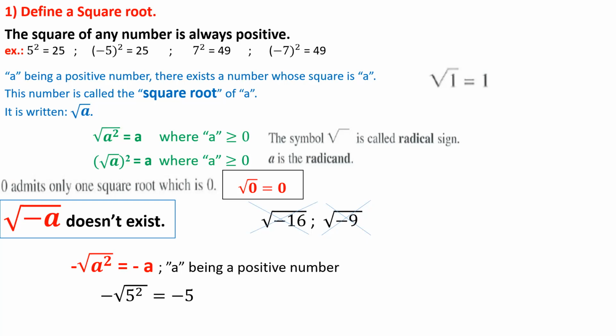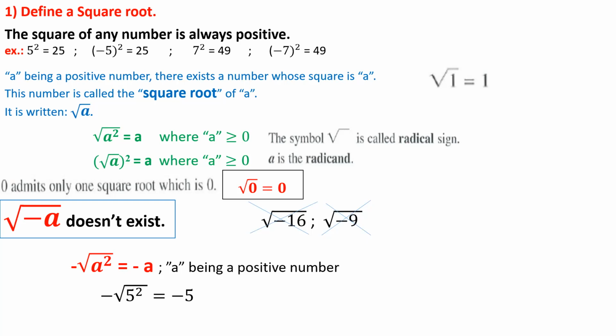The square of 5 equals 25. Negative 5, all of it squared, means negative 5 times negative 5, which is also 25. 7 squared is 7 times 7, equal to 49. Minus 7, all of it squared, is minus 7 times minus 7, which is equal to 49. So as you can see, whether the base is negative or positive, the square of it is always positive.